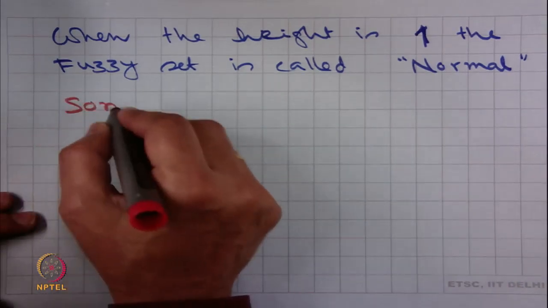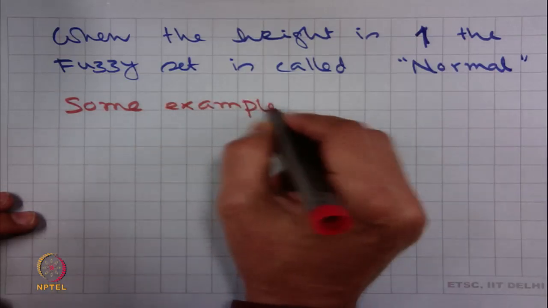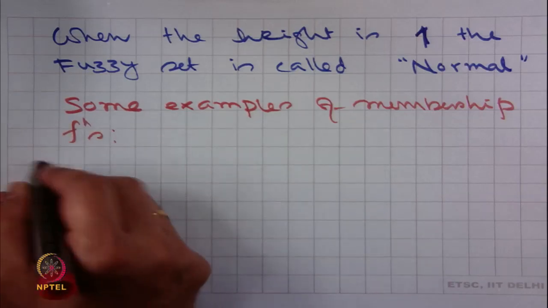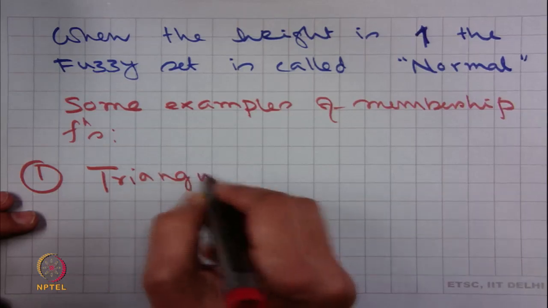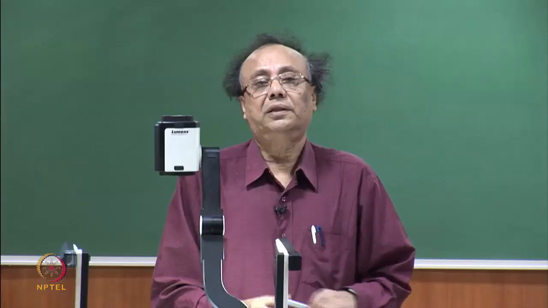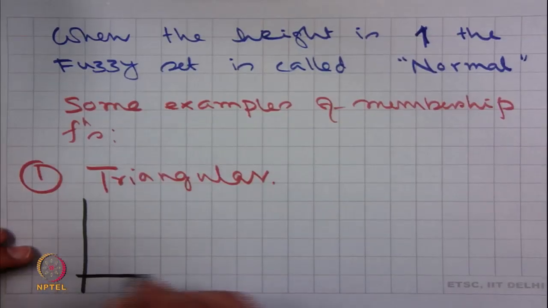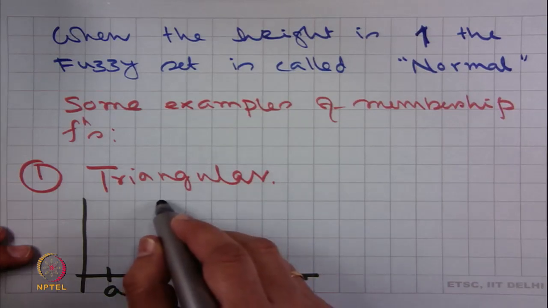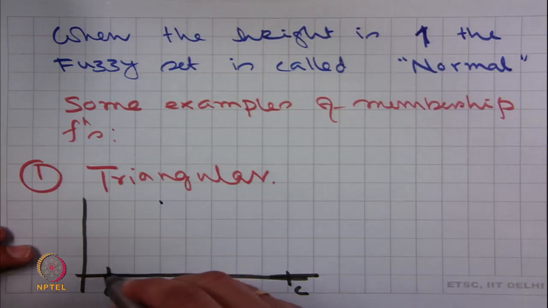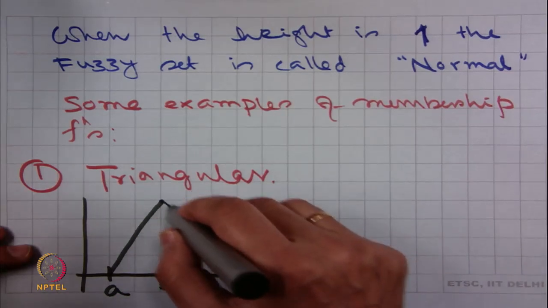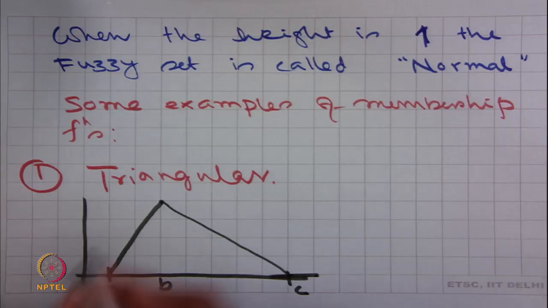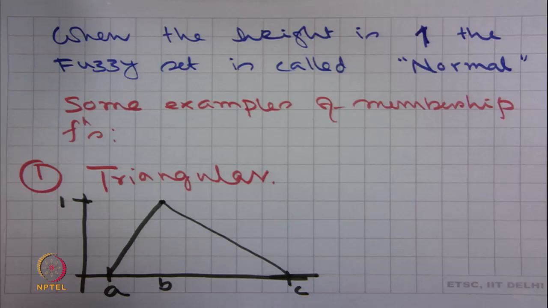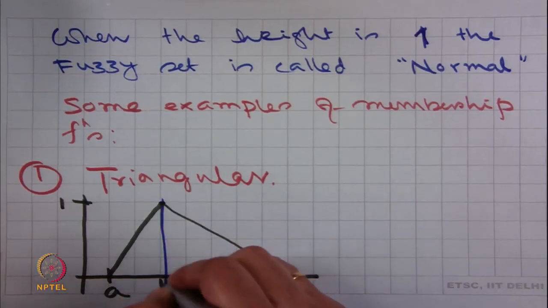So, some examples of membership functions. One, triangular. Suppose we have a fuzzy set whose support is the interval a comma c with a mode at b and the membership function looks like a triangle. When this is 1, it is a normal triangular fuzzy set. How do you define the membership function? It is very simple.